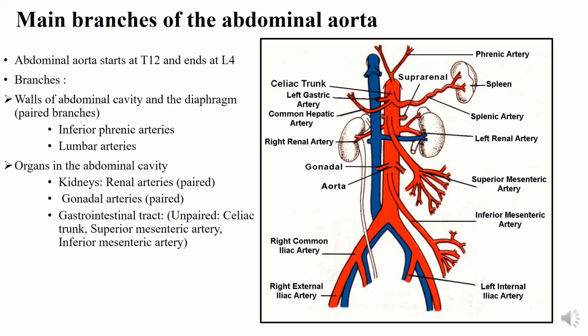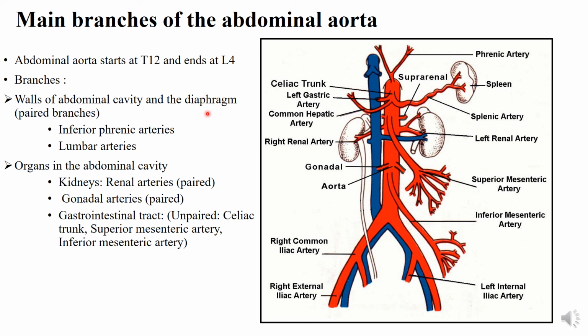Now we will talk briefly about the abdominal aorta and branches of the abdominal aorta. The abdominal aorta starts at the level of the thoracic vertebra number 12, where it pierces the diaphragm, and it ends at the level of the fourth lumbar vertebra, where it divides into the right and left common iliac arteries.